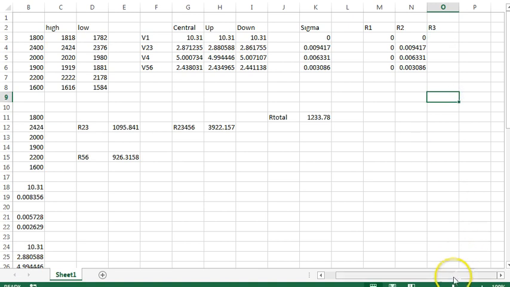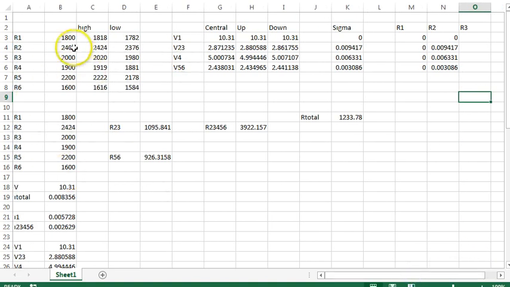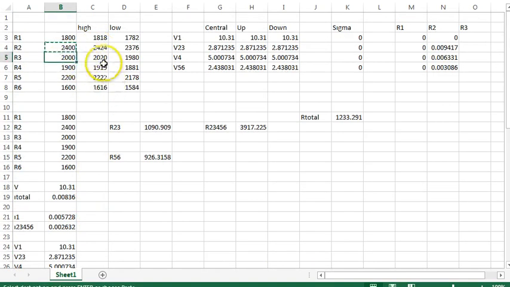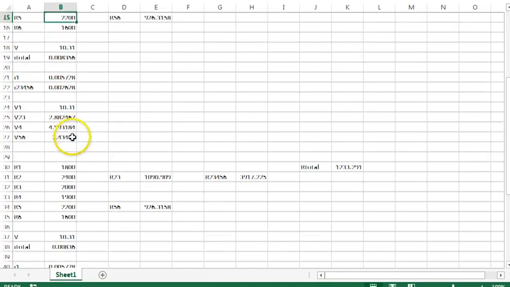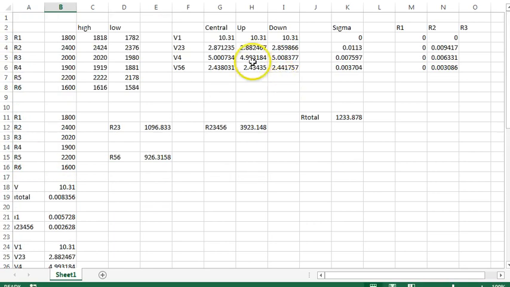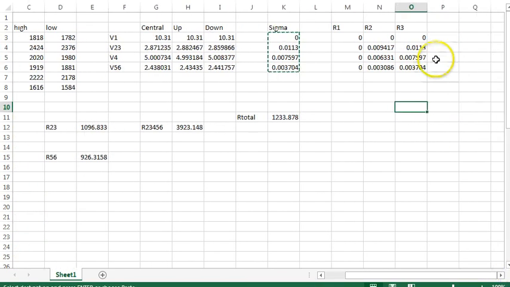R3. Go back over here. I'm going to just copy R2, put it back to where it's supposed to be. Then we're going to go R3, 2020 and 1980. Now up here, we have the sigma due to changing R3. So 11 millivolts, 8 millivolts, 4 millivolts, right? Sigma due to changing R3.